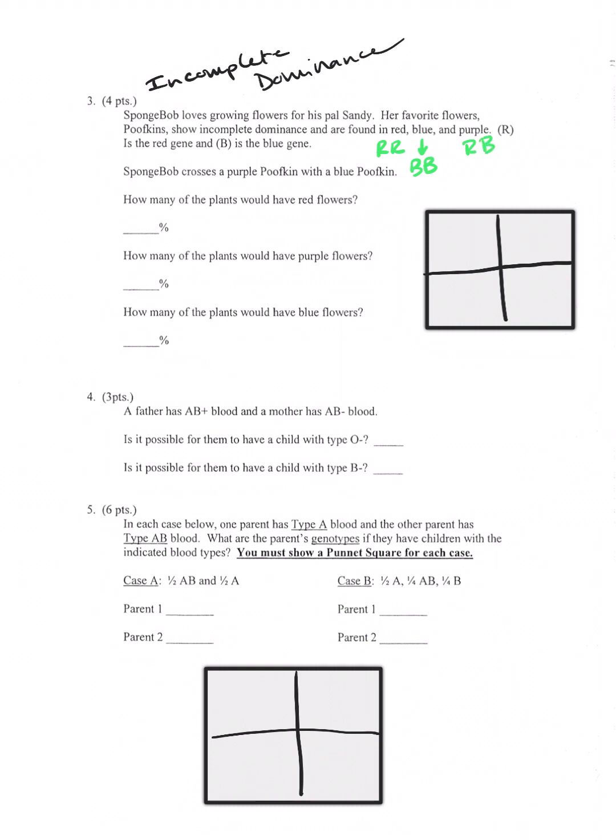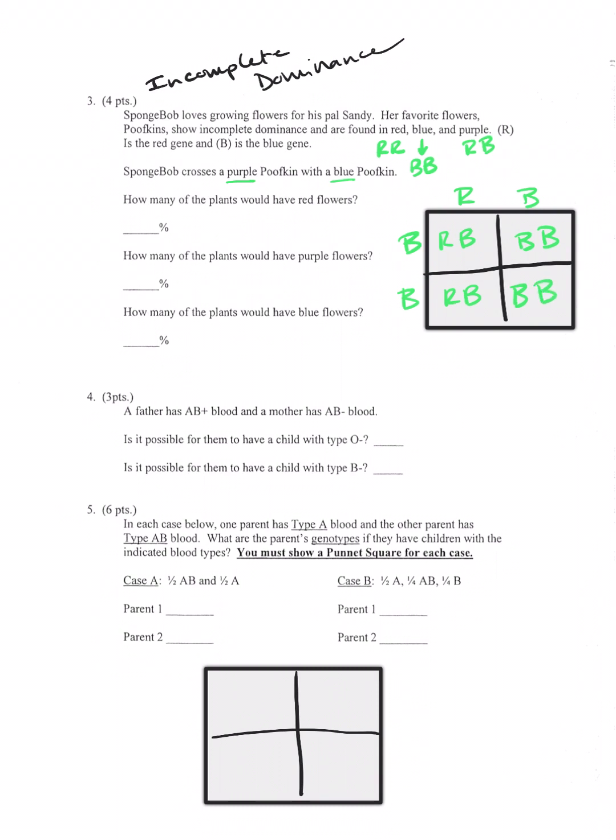So the question says that SpongeBob crosses a purple pumpkin with a blue pumpkin. So we need to put the purple genotype on one side of our Punnett square and the blue genotype on the other side of our Punnett square. Then we can fill out our Punnett square, and that's going to tell us the probability of what color flowers are going to result.